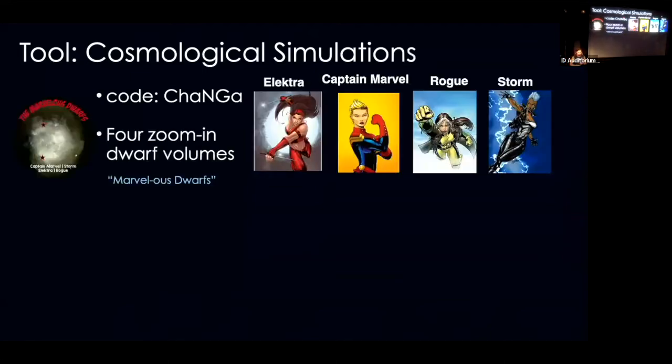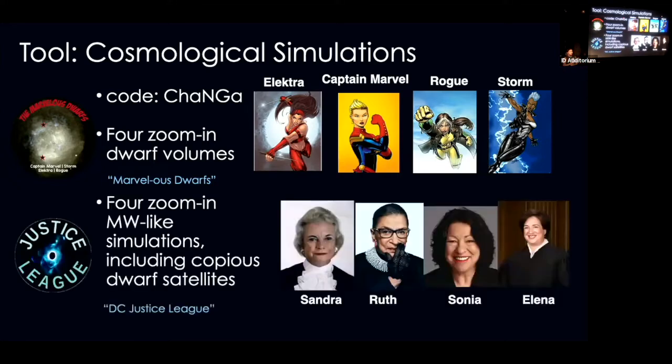All right. The tools that I'm going to use to work on solving these questions: I use the ChaNGa code and the simulations that have yet to be introduced in this meeting, so I'm glad to talk about them. They are a few different sets of zoom-in simulations. These are called the Marvelous Dwarfs. They are four zoom-in dwarf volumes that have only dwarf galaxies in them. They have no massive galaxies. They're named after four female Marvel superheroes: Elektra, Captain Marvel, Rogue, and Storm. The other four simulations are also zooms, but they include a Milky Way type galaxy, as well as the neighborhood of surrounding dwarf satellites. These we call the DC Justice League, named after four female Supreme Court justices: Sandra, Ruth, Sonia, and Elena.